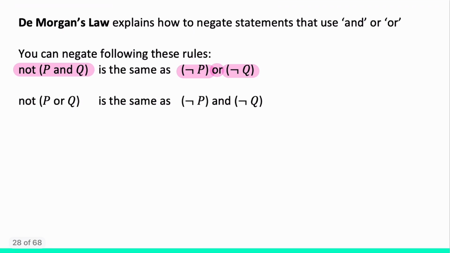Now it actually follows the same if you try the other way. So not (P or Q) is the same as saying not P and not Q. So you negate each of the items individually and the and changes to an or, that or changes to the and. And this is called De Morgan's law, and it explains how to negate statements that use and or.